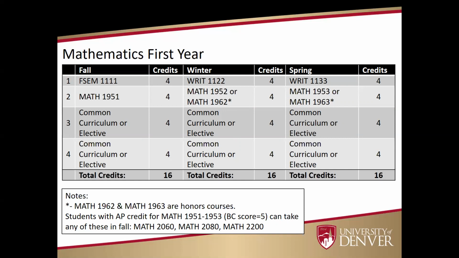If you place out of our first sequence in the calculus, you will go ahead and start with the courses at the 2000 level. The 2060 course is our linear algebra. Math 2080 is calculus of several variables. And Math 2200 is our reasoning and proofs course. You can take these courses in any order. There are no prerequisites besides the first year calculus sequence or equivalent. They don't have to be taken in sequence.